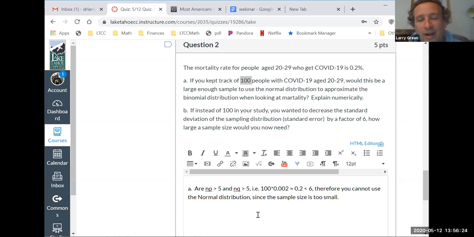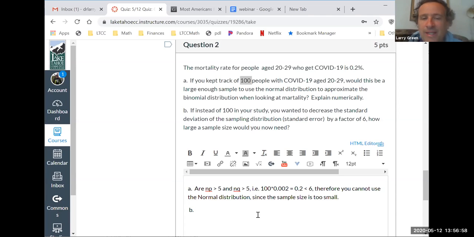Remember, the quizzes are less value in terms of points than the homework. So it's not like I could give an exam question where you'd never seen it before. But now you've seen it, which means you will get an exam question. So B, if instead of 100 in your study, you wanted to decrease the standard deviation of the sampling distribution, which is, by the way, the standard error, by a factor of 6, how large a sample size will you now need?